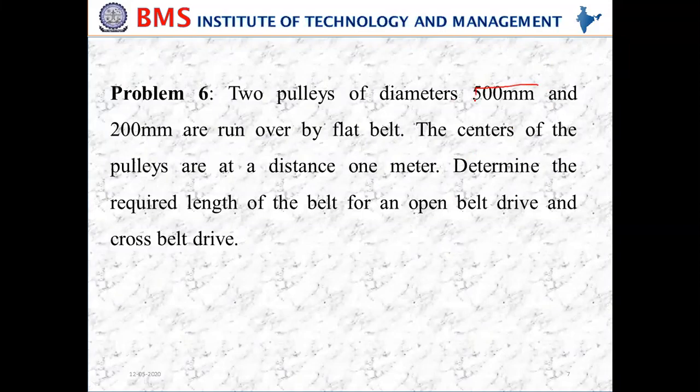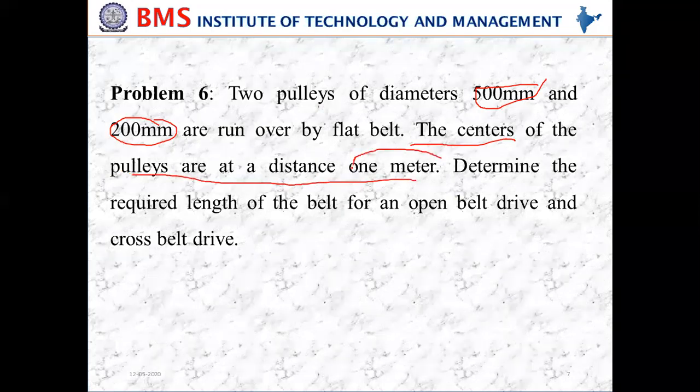One is 500 millimeter and the other 200 mm. That is R1, R2 is given, and also the central distance is given as 1 meter. So three parameters are known.